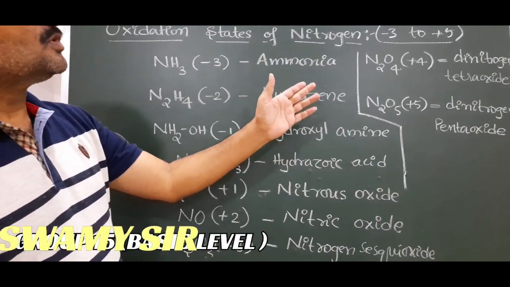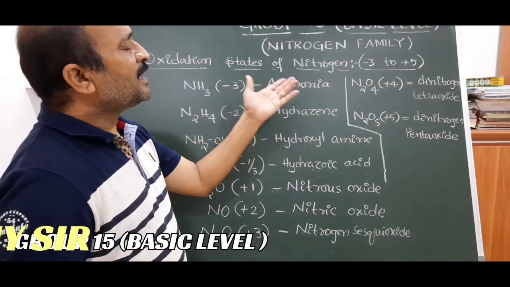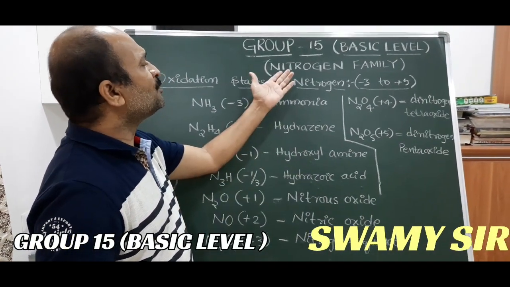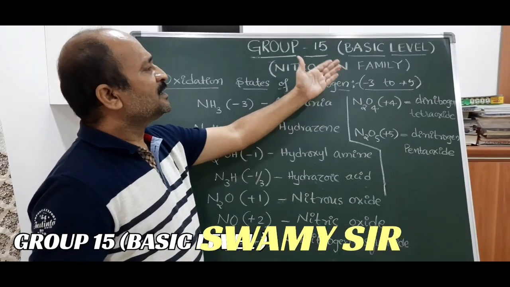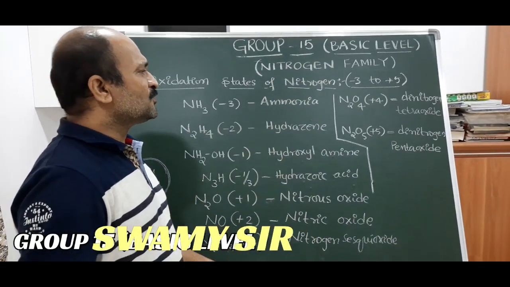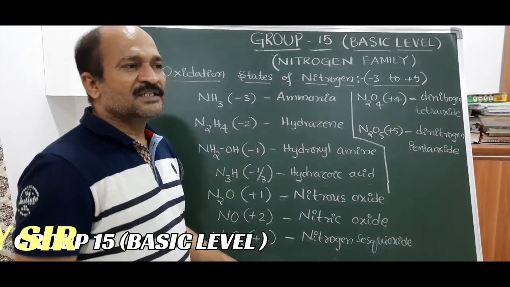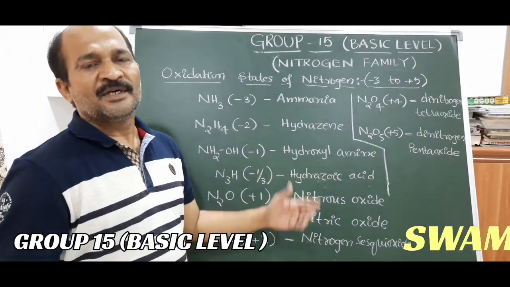This is all about the oxidation states and some physical properties and electronic configurations of the 15th group. For the basic level, it is very useful to all the students. And in the next session of the basic level, we are going to discuss the chemical properties of the 15th group.